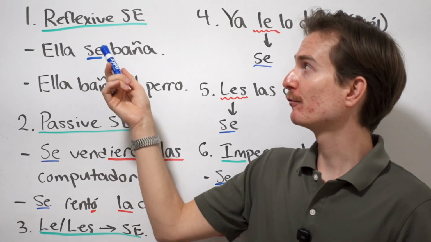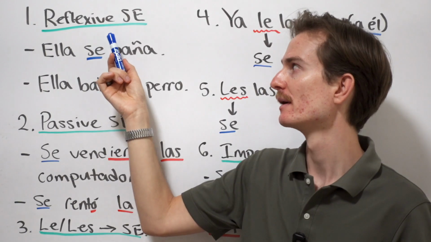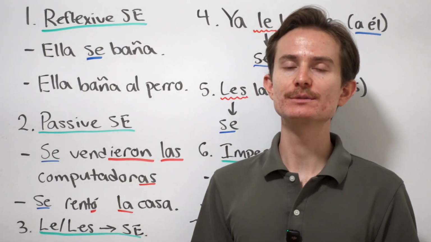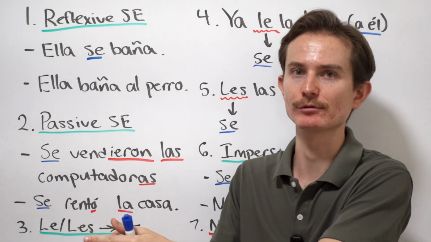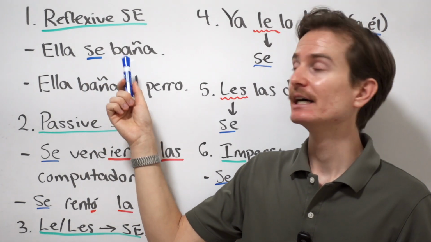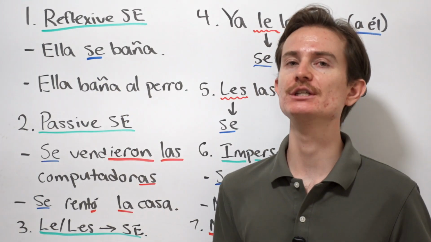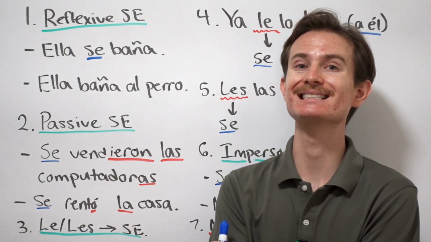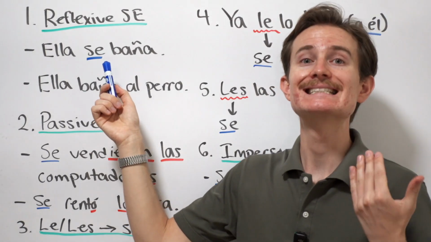The first and one of the most common uses of se is the reflexive use. So a reflexive verb in Spanish is simply a verb that one does to oneself. So, for example, ella se baña. She bathes herself. Okay? No one else is doing the bathing to her. She does that to herself. And therefore, we would use the reflexive pronoun se.